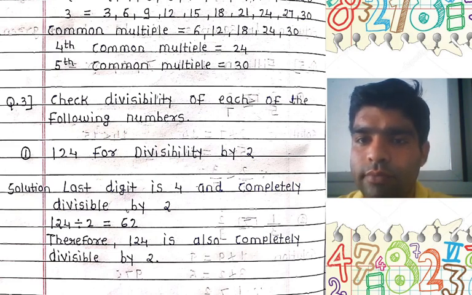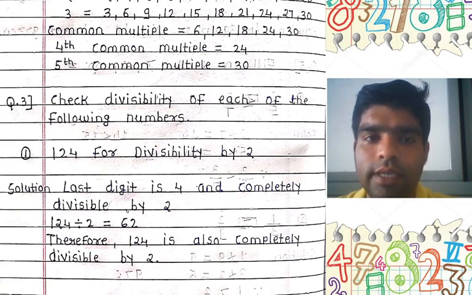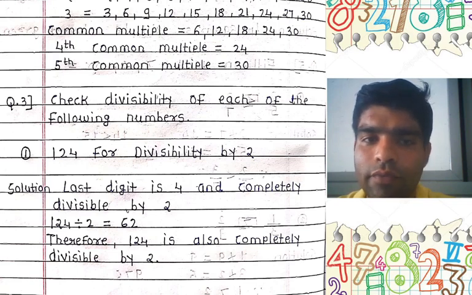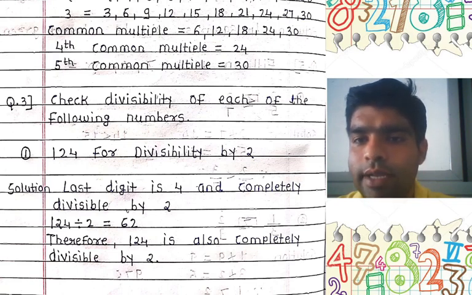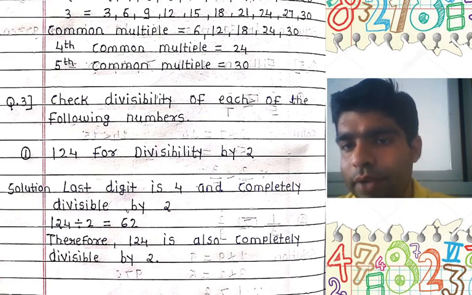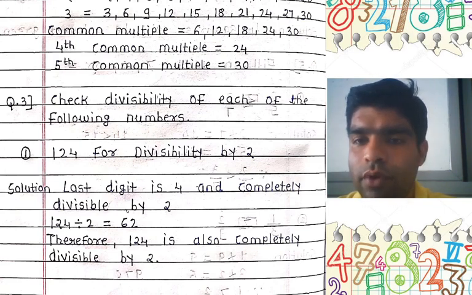The divisibility rule I already discussed in the last video. That is why your final answer is what? 124 is completely divisible by 2. Why? Because the last digit is 4 and it is completely divisible by 2. So simple, we have to use the division.